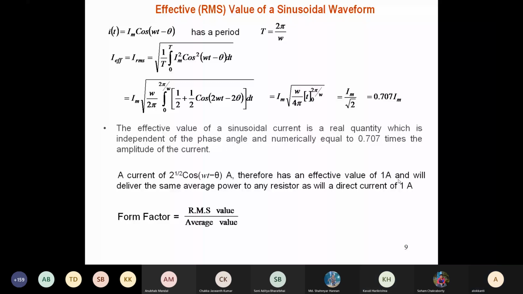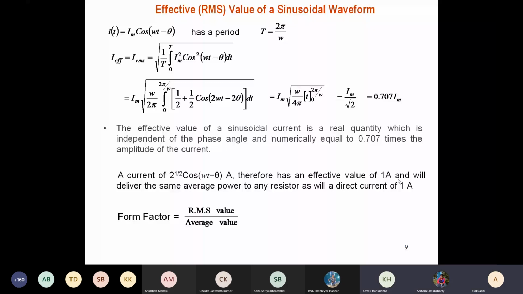If you are given Im cos omega t, your RMS value is 0.707 Im, and you know what is the value of average. So you can find out what is the form factor of that waveform. If you are given a periodic waveform, the form factor of that waveform is given by RMS value by average value. There are many other factors also in electrical engineering, but this is one of the basic factors that relate the average value and RMS value.